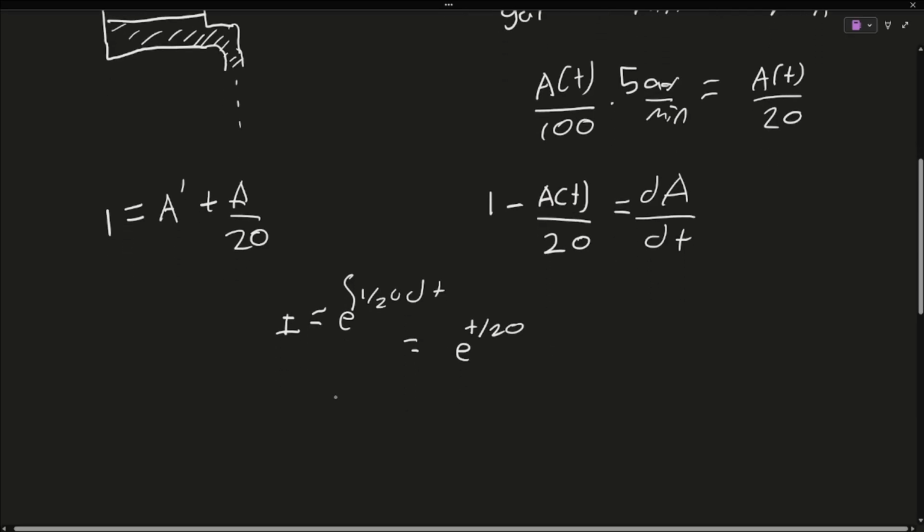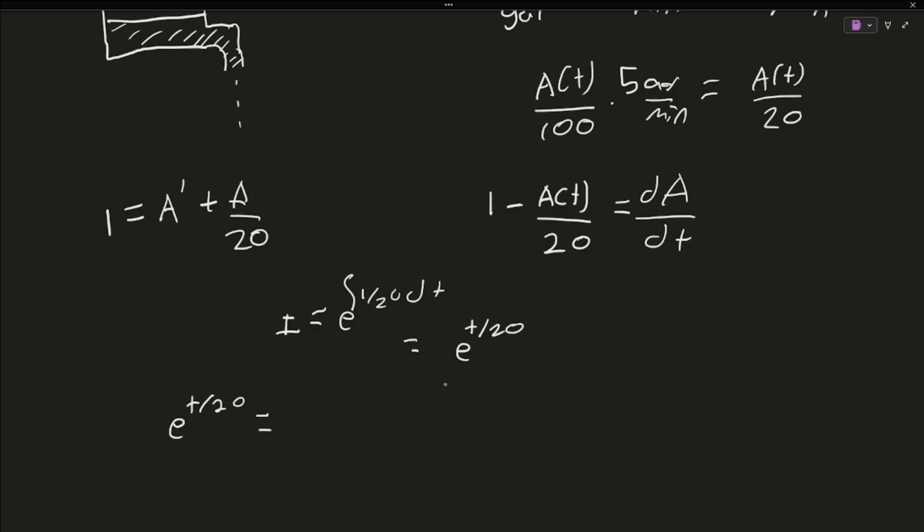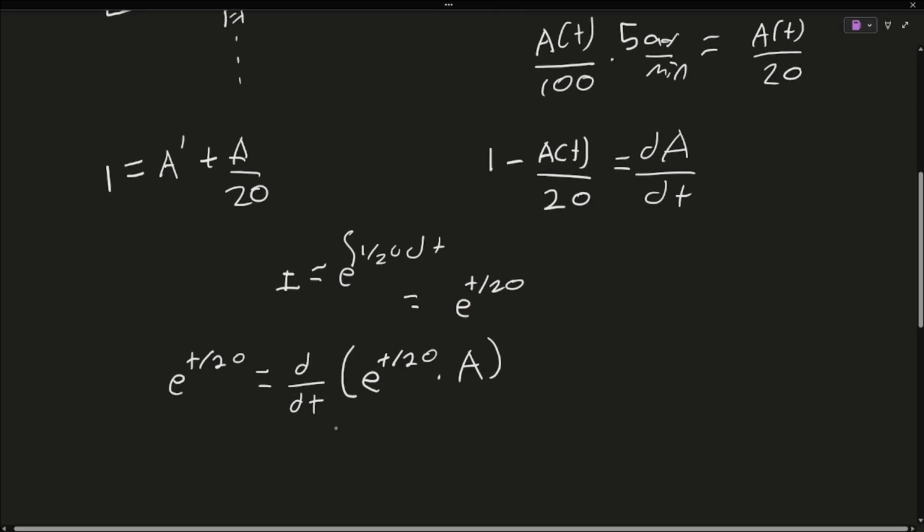Now we're going to multiply this with both sides, so the left-hand side will be e to the t over 20 times the equation, and the left-hand side obviously is going to be the product rule. This is from the definition of integrating factor. I'm not going to go over it. We have lectures on it. You should definitely watch it if you're not familiar with this approach. So e to the t over 20 times a. This is going to be our format. And then we're going to integrate both sides to solve for a.